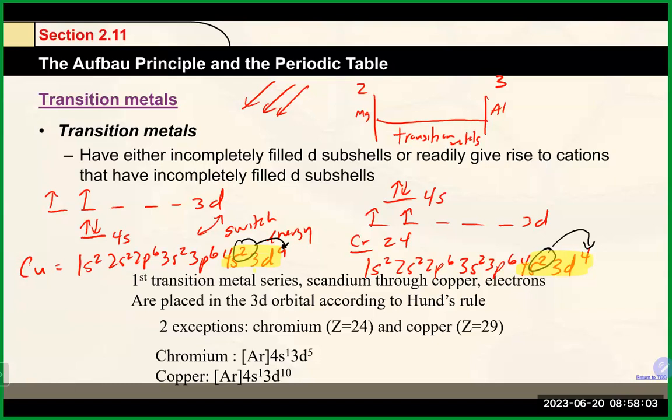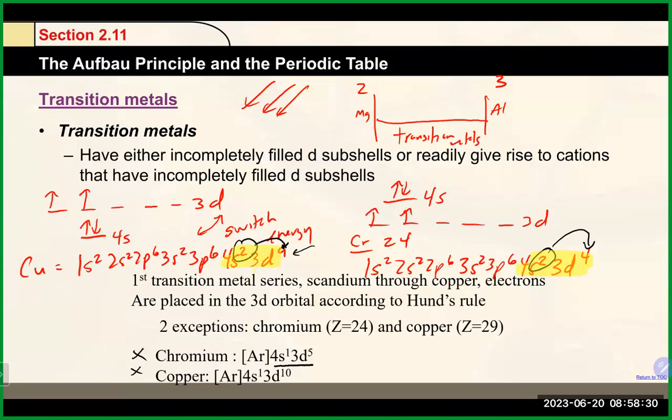So you get all that maximum parallel spin that we were talking about with Hund's rule, where they're all headed in the same direction. We also will pair up the copper by doing that. So the correct electron configuration for chromium and copper is here, where we see one less electron in the s orbital, one more electron up in the d orbital. And that happens for both chromium and copper.